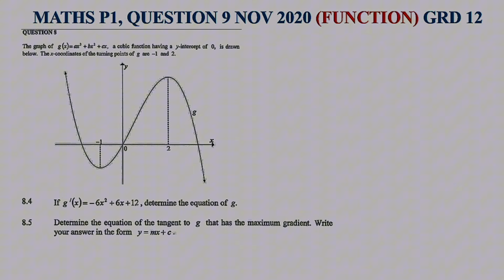And then 8.4 is saying if g of x, we know this is the first derivative, which is the gradient for this function, determine the equation of g. Interesting, very nice question. I like questions like this. 8.4, I'm just going to be slow a little bit for you guys to understand and grasp this concept right here. What are they saying?